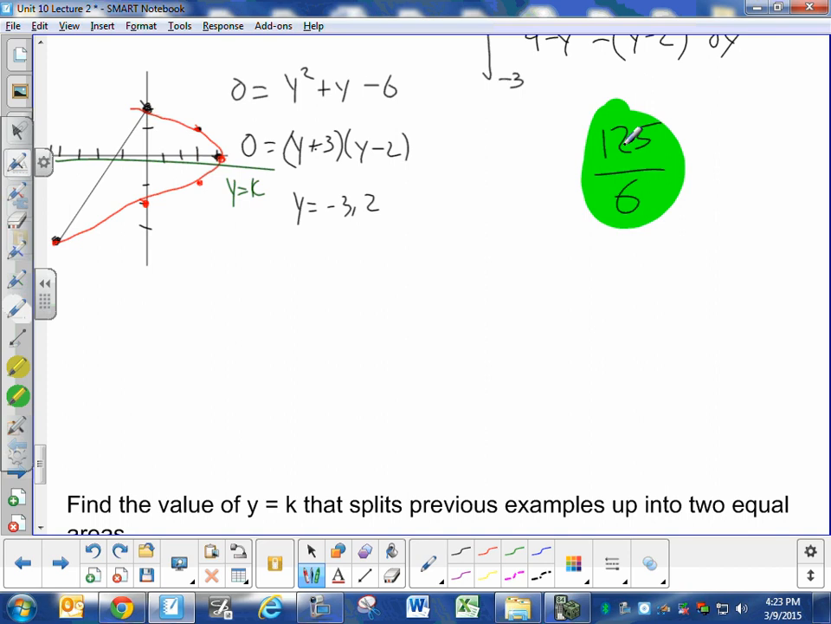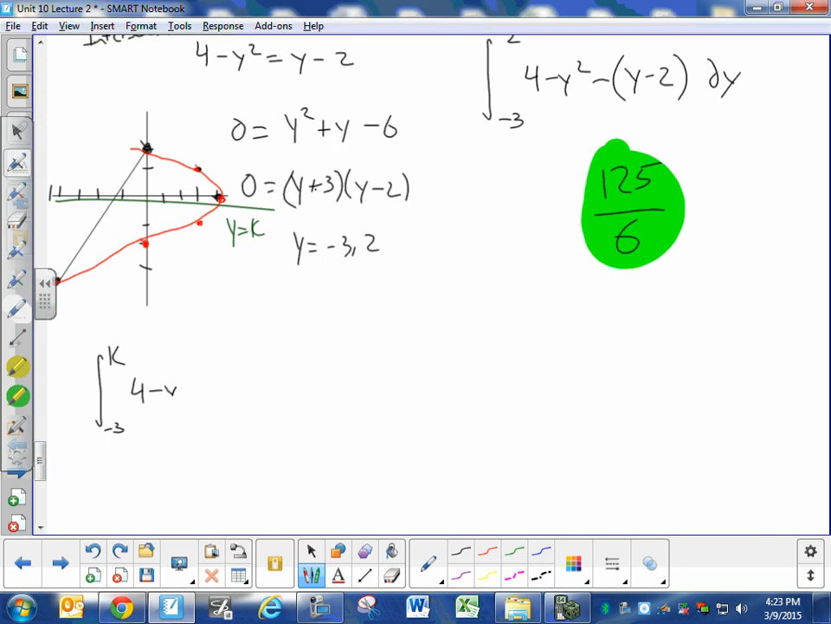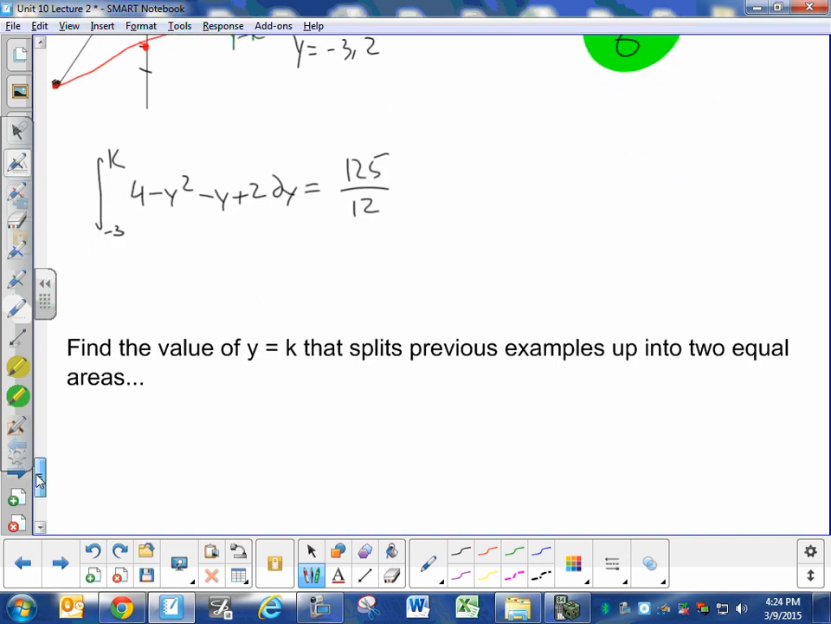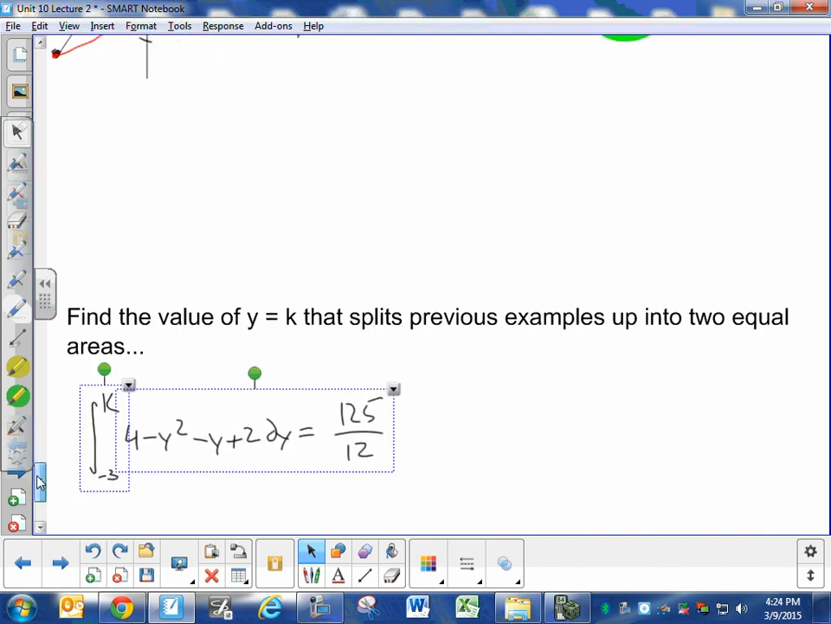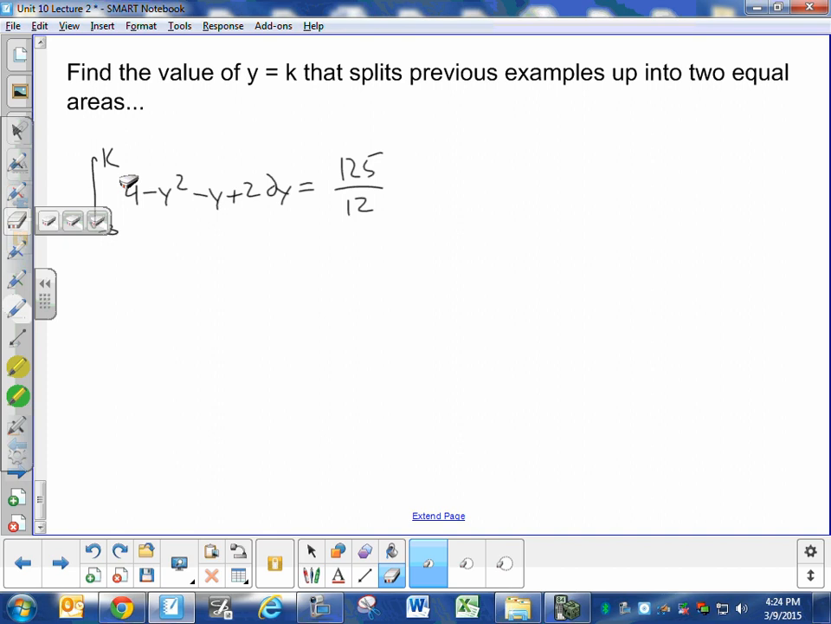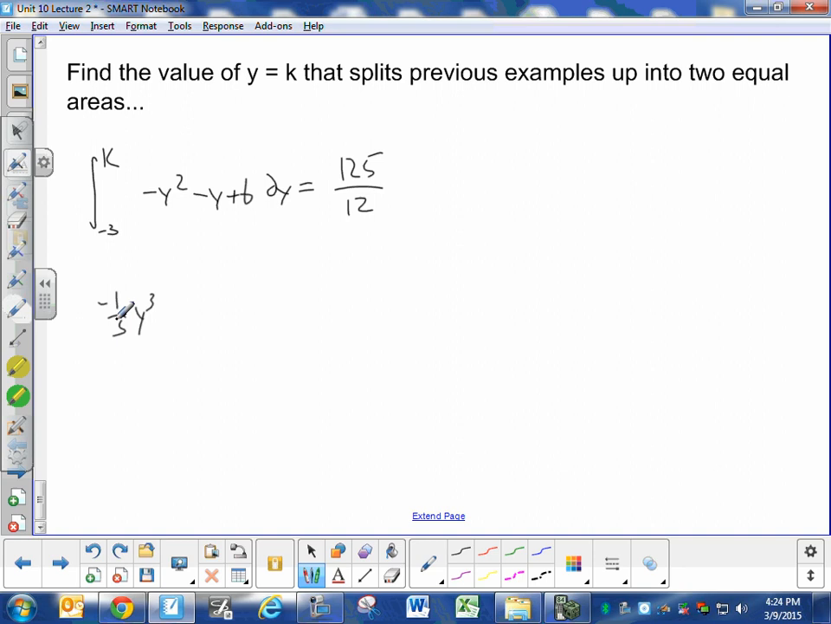Unfortunately, this isn't as easy because I don't have a 0, but I can set up either from negative 3 to k, dy will equal this times 1 half, or from k to 2. I'm going to go from negative 3 to k, so I know that the area from negative 3 to k under this equals 125 over 12. Well, this is a start, and I can simplify this, of course. This 4 plus the 2 is going to be 6. Well, I can start to solve this. I first have to take the antiderivative, and then find the change in that between negative 3 and k.